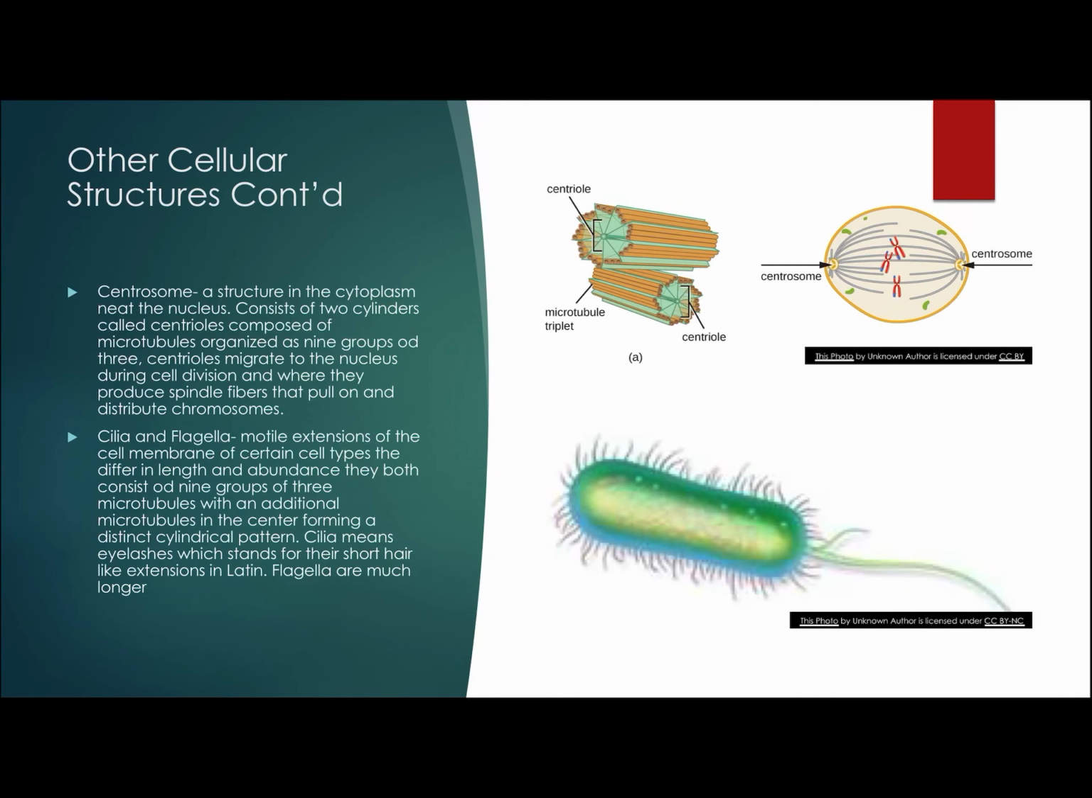There's a centrosome, which is in the cytoplasm. There's also cilia and flagella, which help the cell move around.